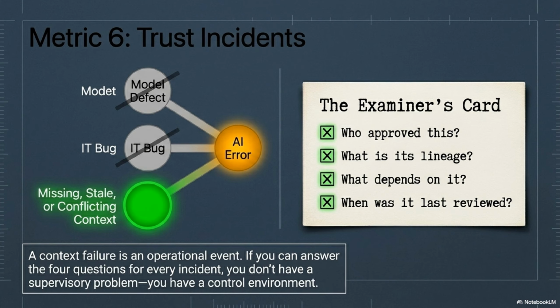It's an operational event, so you root cause it like any operational event. And every one of these should be answerable by the card we've carried since episode 6, what the examiner asks. Who approved this definition? What's its lineage? What depends on it? When was it last reviewed? If you can answer those 4 questions for every incident, you don't have a supervisory problem. You have a control environment.